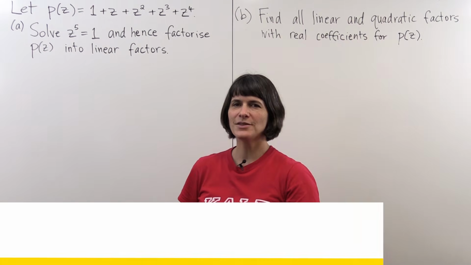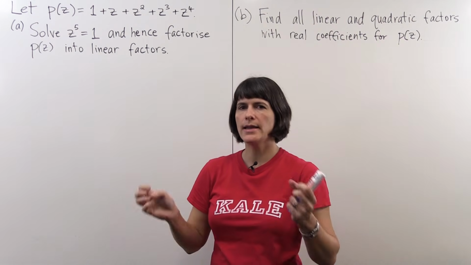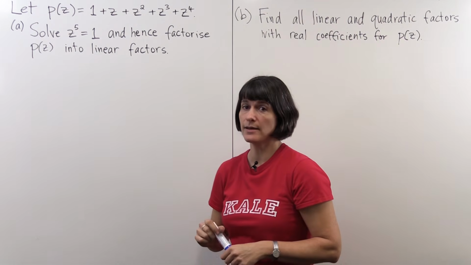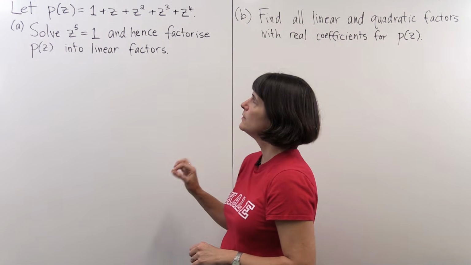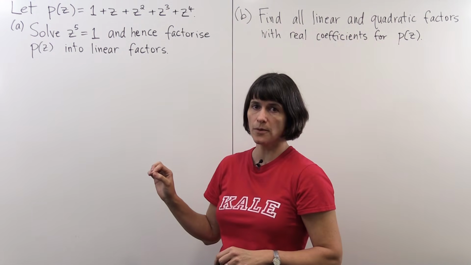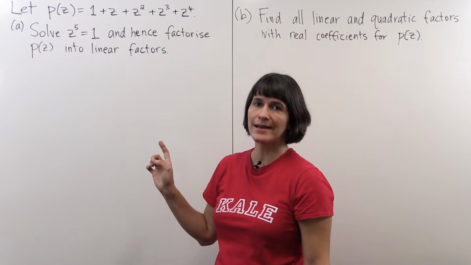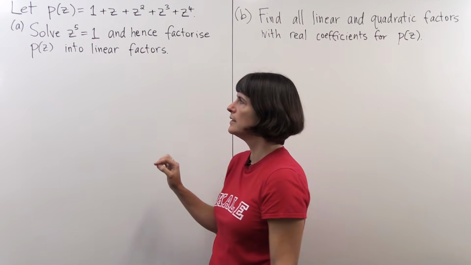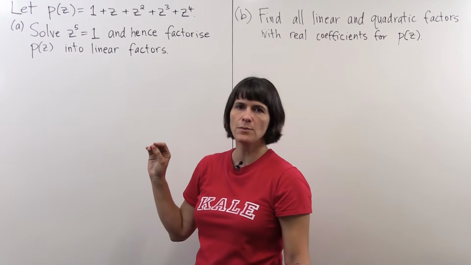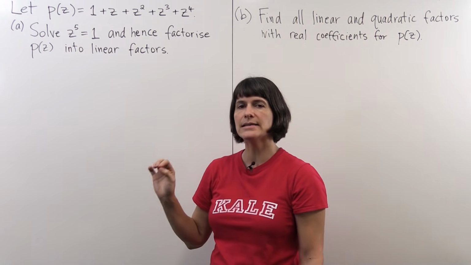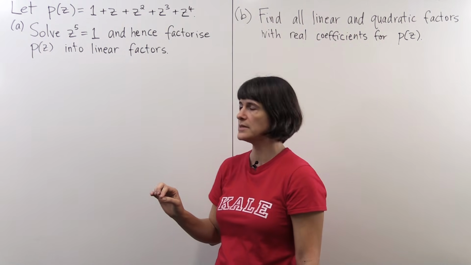Hi, we'd like to factorise this polynomial p over the complex numbers, over the real numbers, and then look and see what extra information that can give us. So p is 1 plus z squared plus z cubed plus z to the fourth. And you may know that this is a factor of z to the fifth minus 1. So the first thing is we use that, we solve z to the fifth minus 1 and hence factorise p into linear factors over the complex numbers.